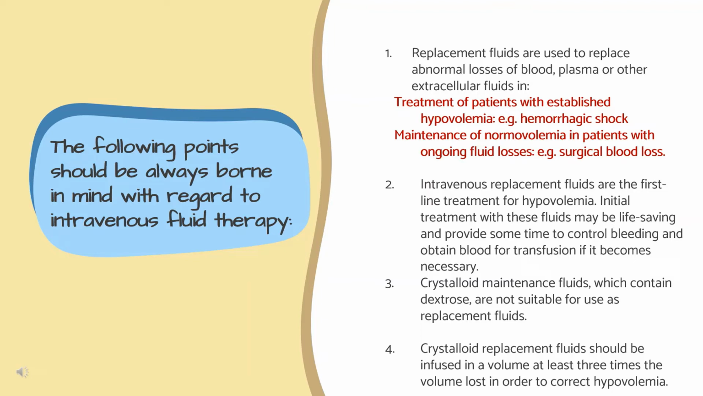and are not suitable for use as replacement fluids. Only crystalloid solutions with a similar concentration of sodium to plasma are effective as replacement fluids. This should be available in all hospitals where intravenous replacement fluids are used. Fourth is crystalloid replacement fluids, which should be infused in a volume at least 3 times the volume lost in order to correct hypovolemia.